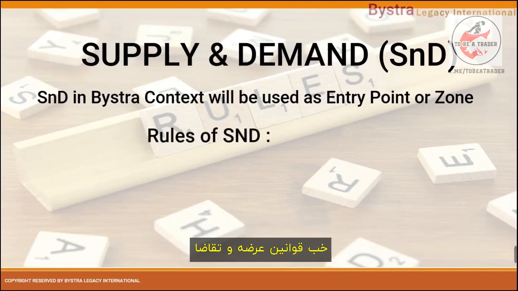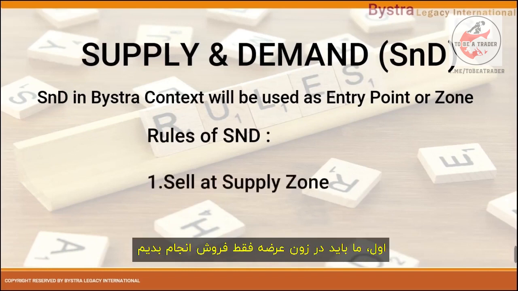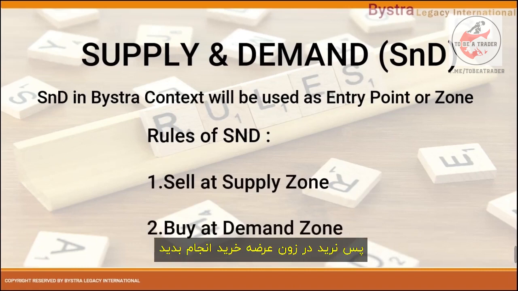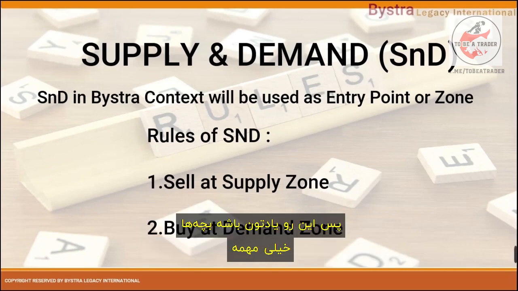So the rules of supply and demand are very simple and easy. First, we have to only sell at the supply zone and buy at the demand zone. Now do not go and buy at the supply zone or sell at the demand zone. This is against the nature of supply and demand. So remember this, guys, very important.